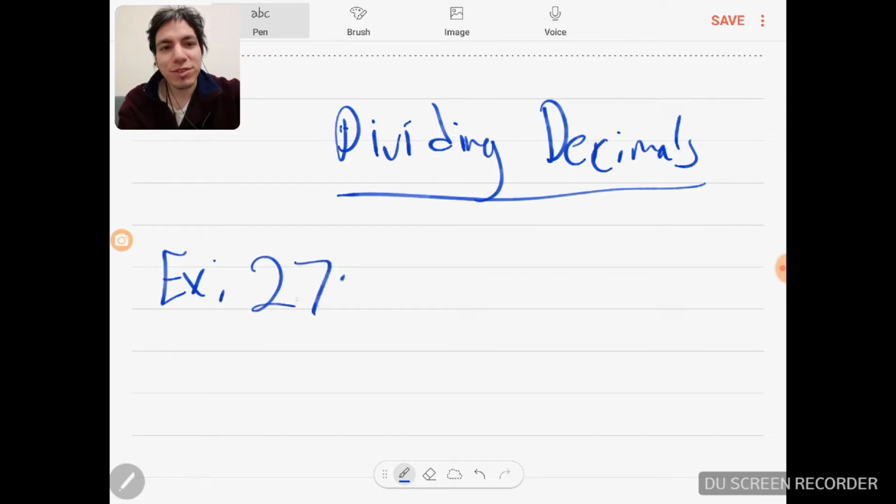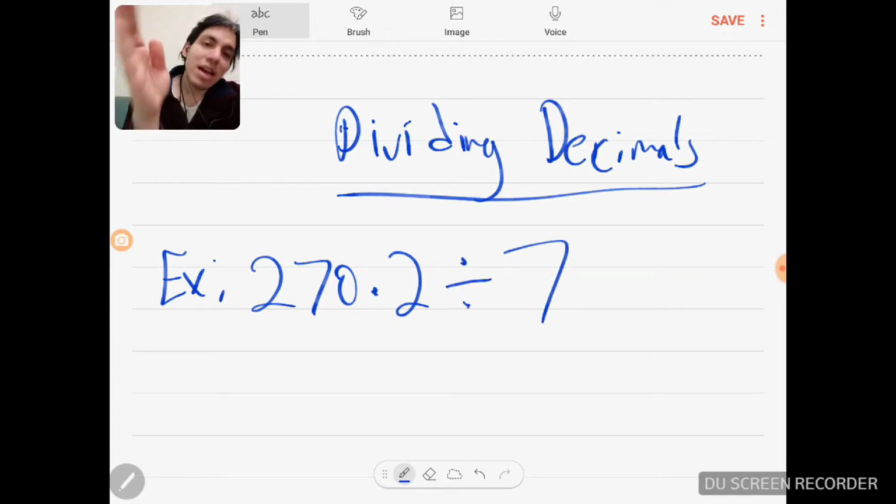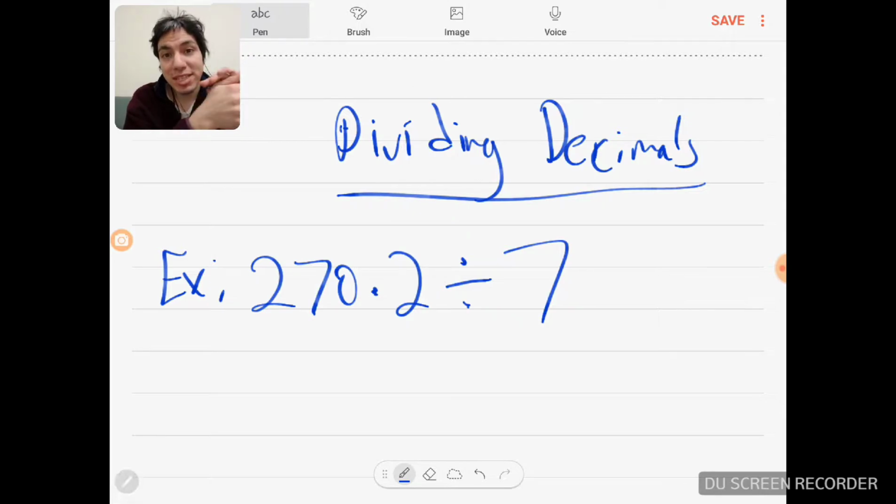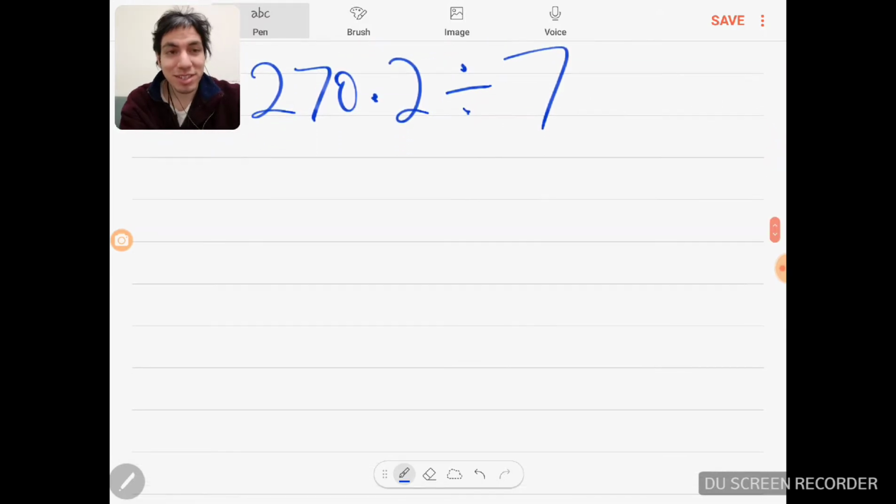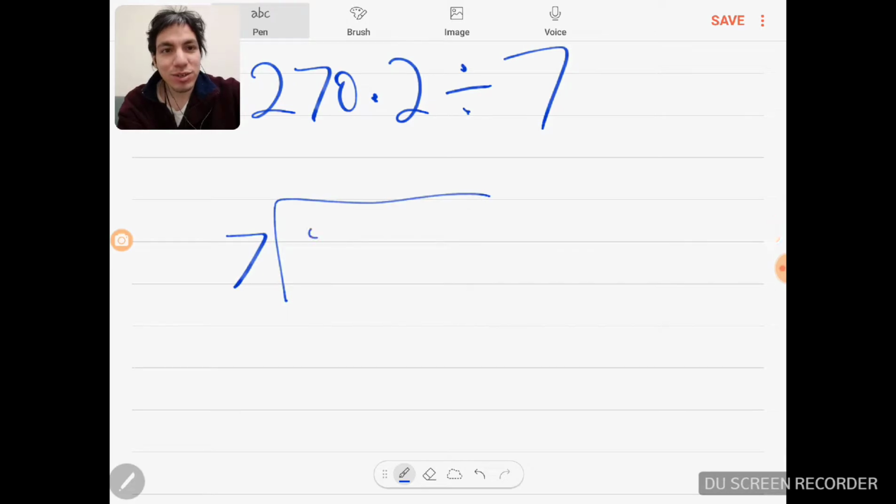We have 270.2 divided by 7. So, bit of advice is whenever you're dividing with decimals, you need to rewrite it the long division way, because trying to do it horizontally, I have no idea how I would do that. So let's rewrite this again as 7 into 270.2.